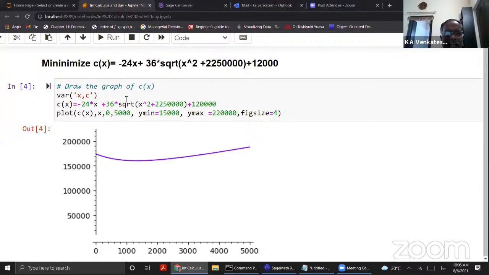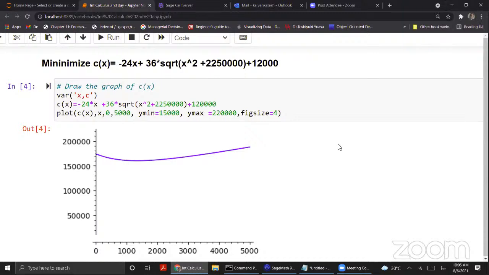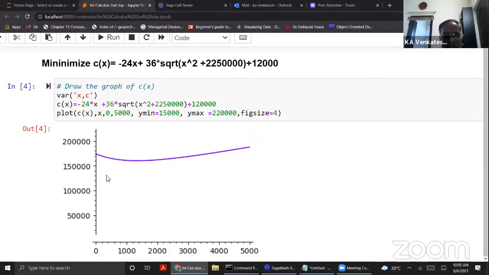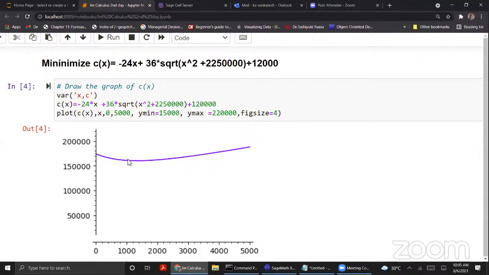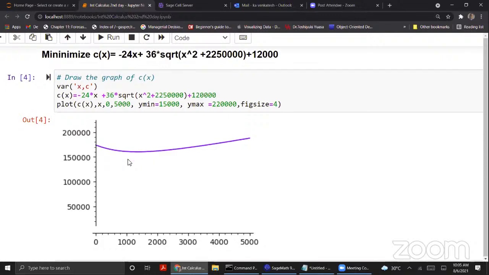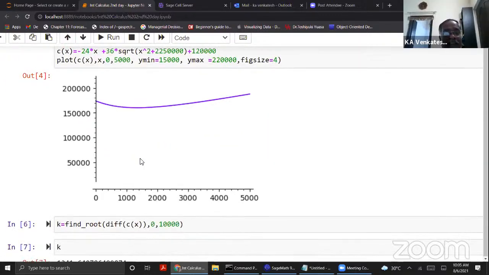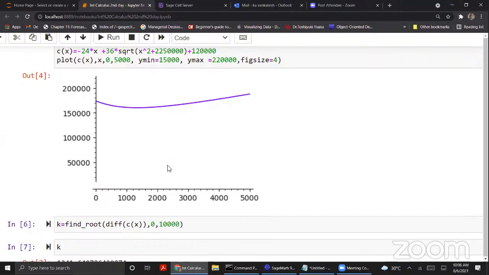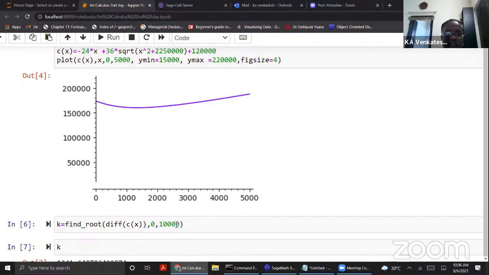This is a function, as we know how to represent a function. Then we are just drawing this one. Looking at the curve, the turning point is going to be somewhere between 0 and 1000. This is the indication. With this, we want to identify a real root between 0 and 1000. Therefore, I can go for numerical methods. That's the reason I'm doing it here. Between 0 and 1000, there is a root.